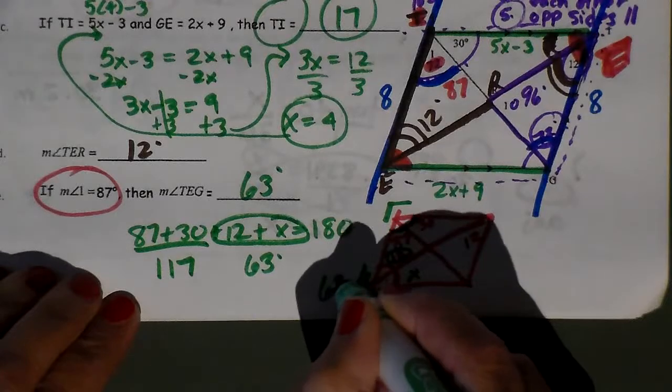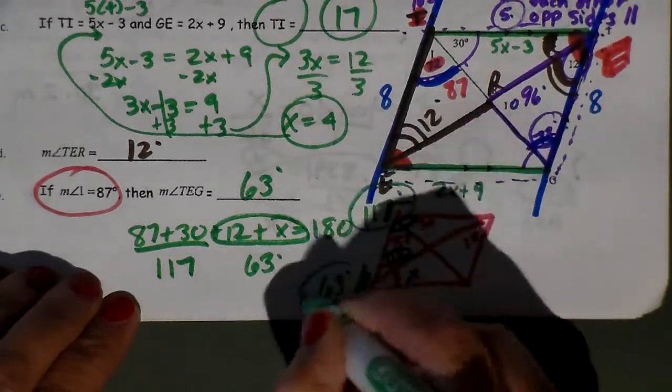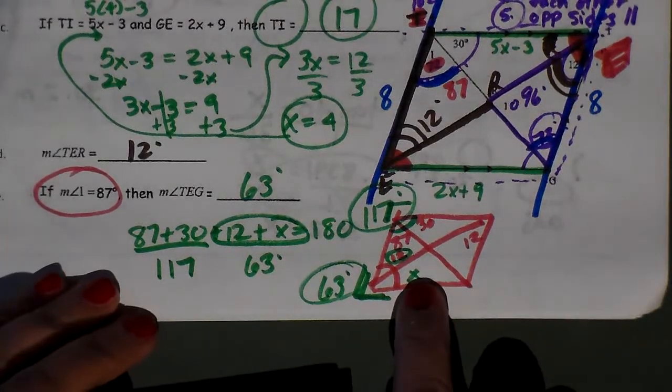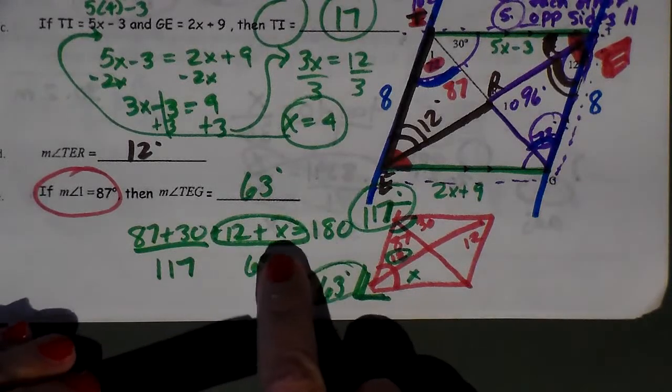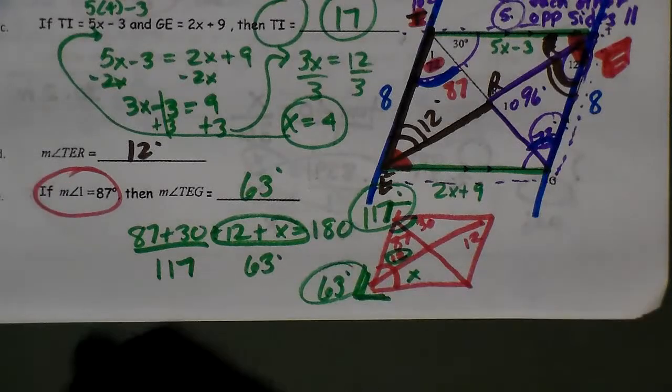So this angle has to be 63 since this one is 117, because what do the neighbors have to add up to? 180. Now if I wanted to know this little guy right here, this x, then I would have to use this equation and solve for little x. But it doesn't want that angle, it wants the whole thing. Okay, so that's some of your parallelograms.